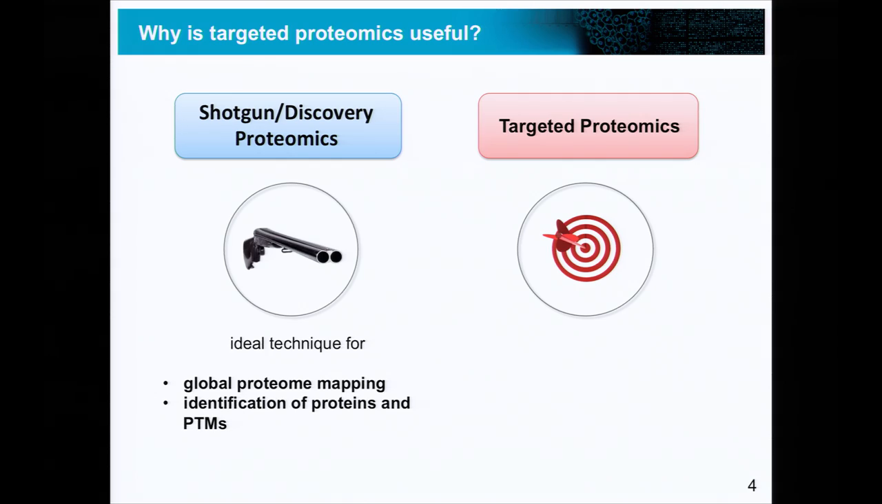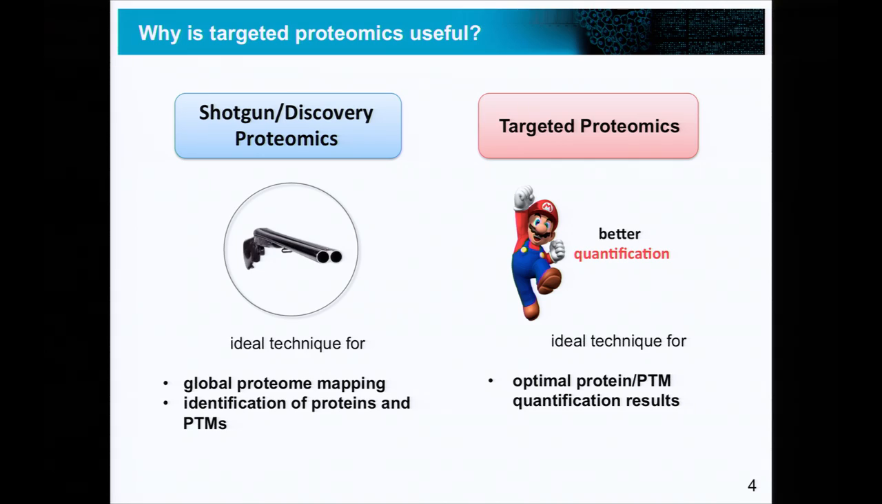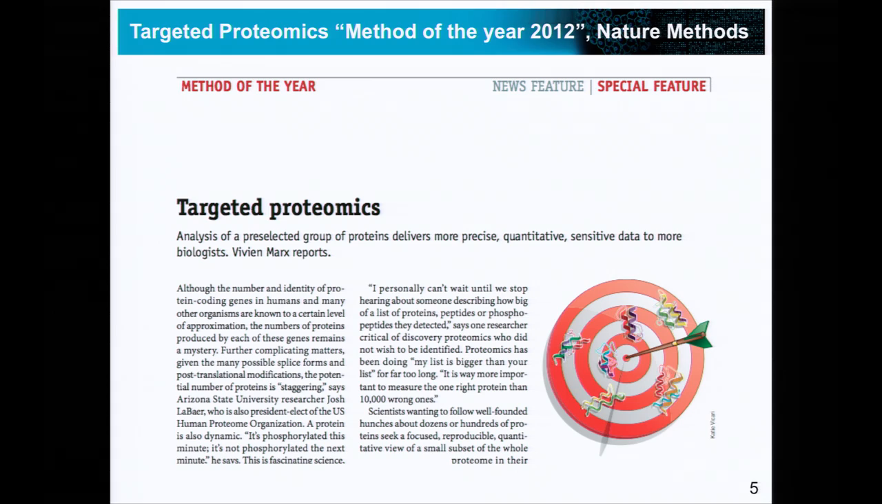However, when you focus less on identification but more on accurate and precise quantification, then targeted proteomics becomes an interesting technique for you because you can achieve better quantitative results. Your quantitative results will be more consistent and more reproducible than what you can usually achieve with shotgun or discovery proteomics. And that's the case no matter whether you work with SRM, PRM, or SWATH, all should deliver better reproducibility. And the fact that these advantages of targeted proteomics are more and more acknowledged and recognized in the field, you can see that it got selected as Method of the Year in 2012 by Nature Methods.